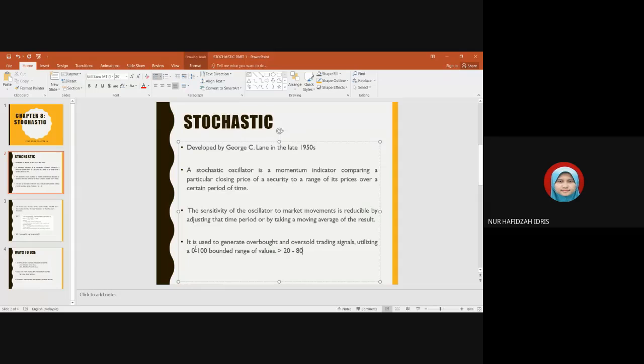So we will discuss this later, and I will show you by using chart nexus. Okay, so it is said that it is used to generate overbought and oversold trading signal utilizing a 0 to 100 bounded range of value. So actually, sebenarnya dia nak menunjukkan the price can go beyond 100, can go up to 0 and 100. Okay, 0 dan 100. 0% kepada 100%. That means the price can increase up to 100% or the price can decrease up to something like that lah. So that is the range for the stochastic. But in the chart, kita akan pakai dia punya upper and lower bound dia is in the range of 20 to 80.